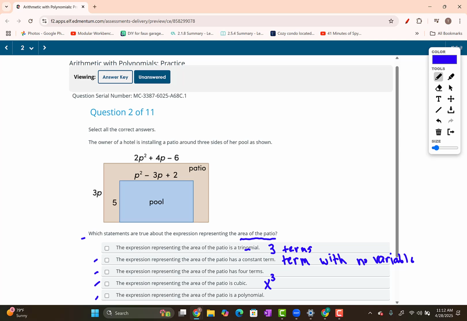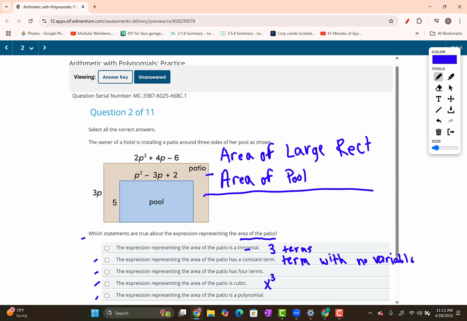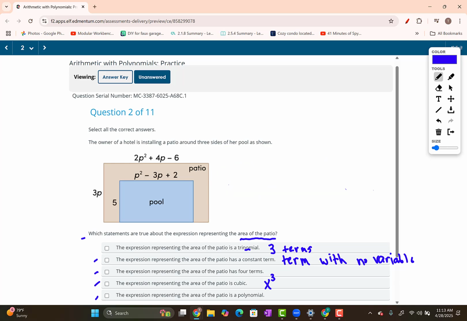the area of the larger rectangle, length times width, which is going to be 3p multiplied by 2p squared plus 4p minus 6. And from that, we're going to subtract the area of the pool, which is just going to be 5 times p squared minus 3p plus 2.